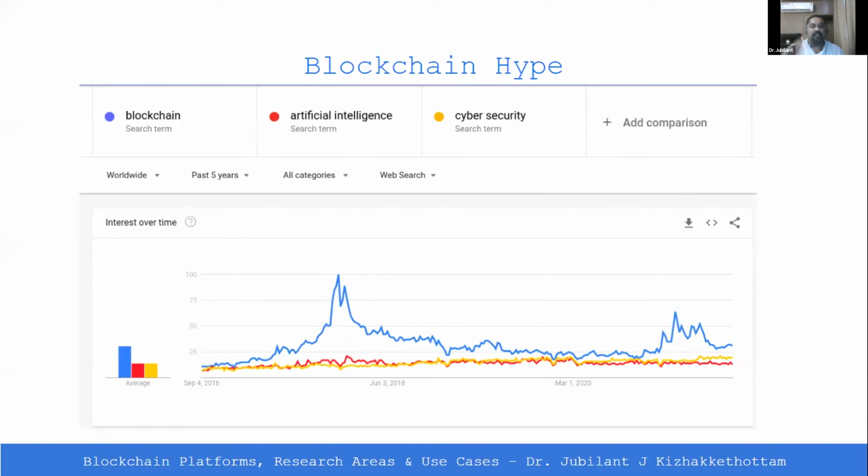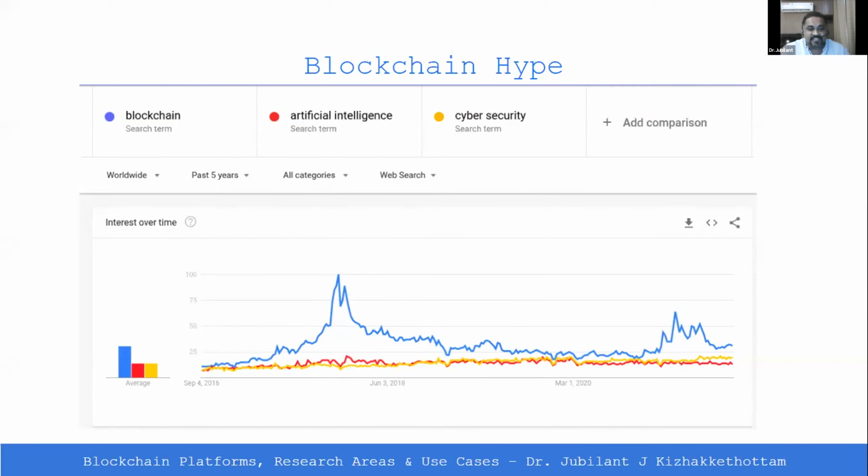As we know, in 2015, just after the emergence of Bitcoin, there was a step-by-step increase in many systems. As we compare with artificial intelligence and cyber security in this comparative analysis, blockchain, the blue signal, will be moving up and down at various times for various reasons, while both artificial intelligence and cyber security maintain a constant pace in Google Analytics.